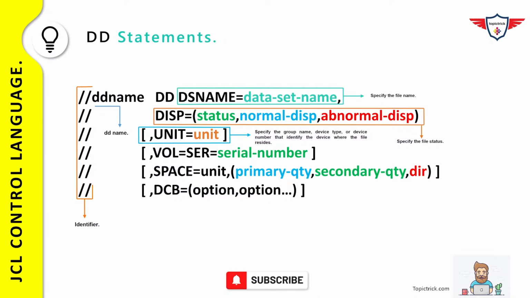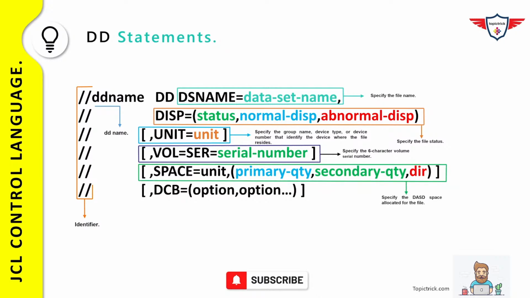The next parameter is unit, and it is used to specify group name, device type, or device number that identifies the device where the file is residing. And remember, if the file is already cataloged, then you are not required to code the unit parameter. The next parameter is volume equals serial, and it is used to specify the 6-character volume serial number of the volume that contains the file. Again, it is not required if your dataset is already cataloged.